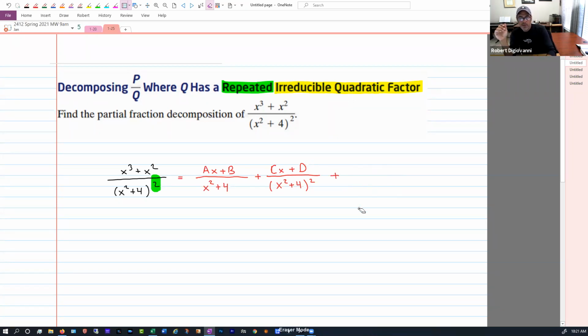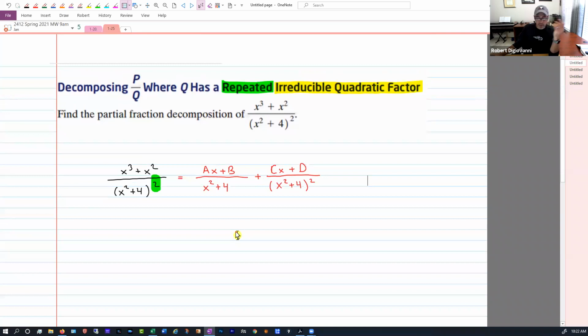So there's a couple of things that you have to be aware of here. We're building up the denominator, but the numerators are not just a and b, right? It's ax plus b, cx plus d, because anytime you have an irreducible quadratic on the bottom, you have to put a linear expression on top, not just a letter.